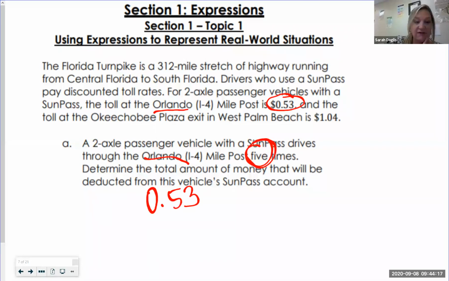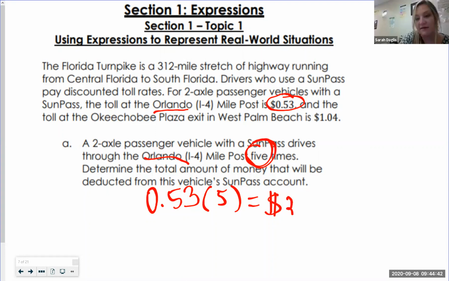So we're going to take 0.53. Instead of adding 0.53 five times, we're going to multiply it by the number 5. Okay, so 0.53 times 5, I'm going to use my calculator. I know you guys have them too. So 0.53 times 5 is going to give me $2.65. So if I drive through the Orlando milepost 5 times, it's going to cost me $2.65.